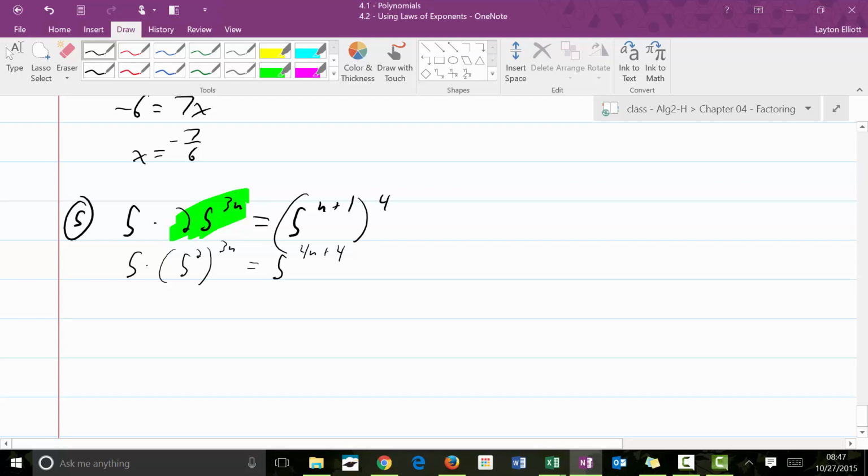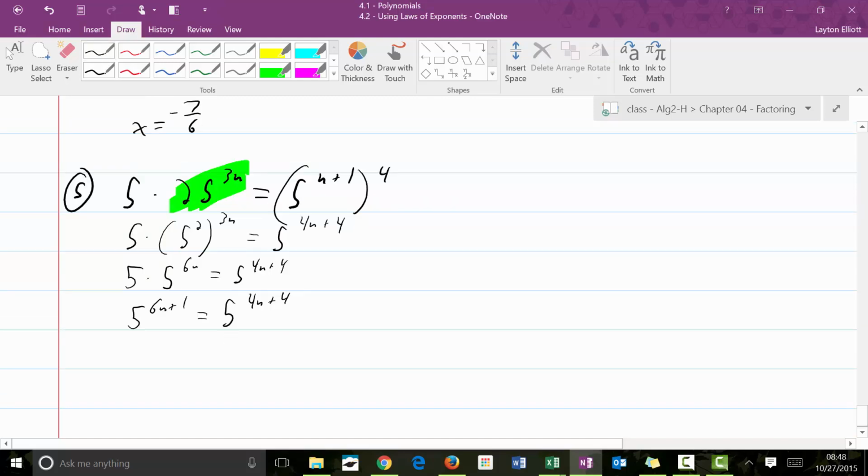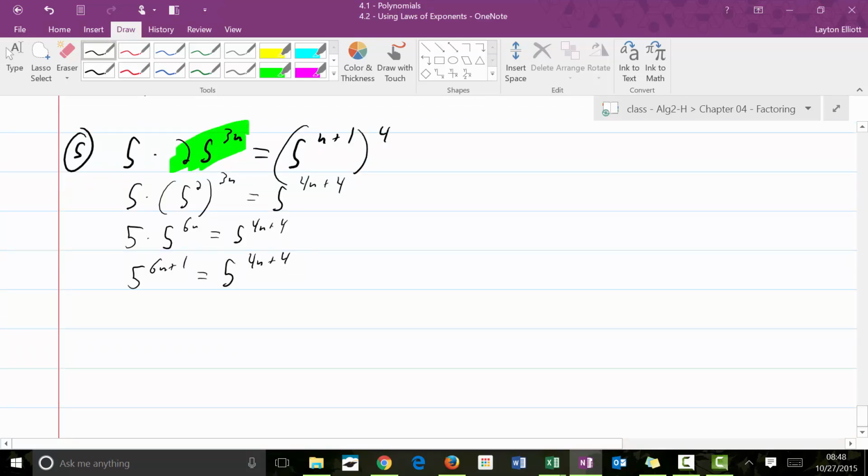Let's go back to the left side. This is 5 times a power of a power, so this becomes 5 to the 6n. Then on the left side, this is 5 to the 1st times 5 to the 6n. This should be 5 to the 6n plus 1 equals 5 to the 4n plus 4. Now I can look at this and say that the exponents must be equal to each other. So 6n plus 1 equals 4n plus 4, or 2n is equal to 3, or n would be 3/2.